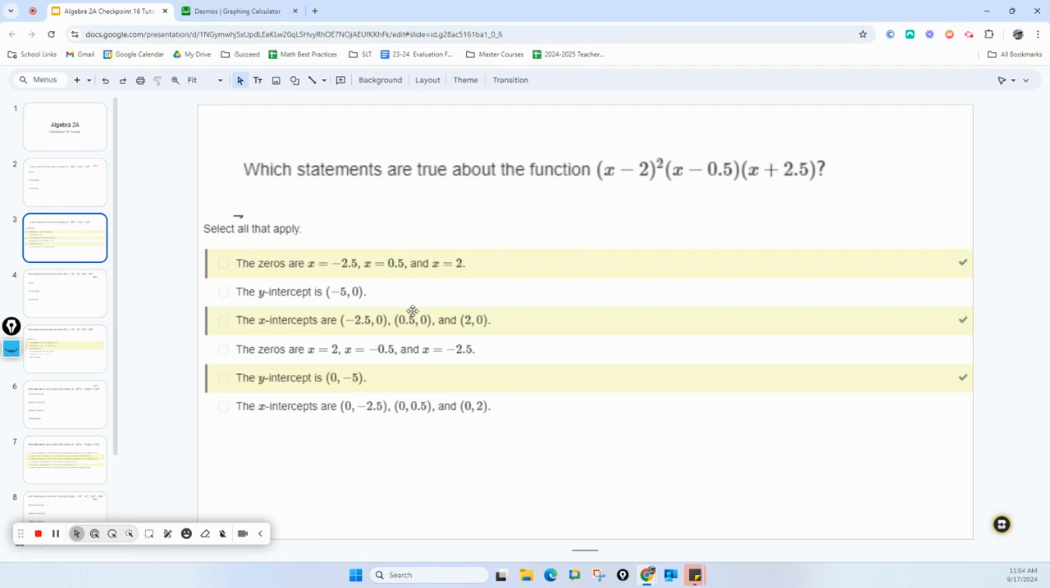So here's what we're looking at. Those zeros, we've identified what they are. For the x-intercepts, we're taking those zeros and writing them as coordinate points. And then we have that coordinate point for the y-intercept. Beautiful.